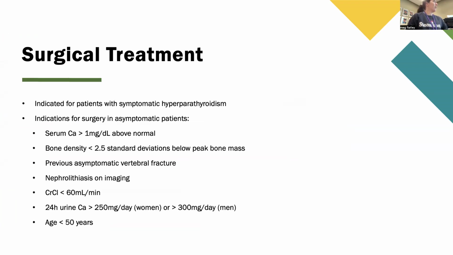So it's calcium that's greater than 1 milligram per deciliter above the normal limits, a bone density that's less than 2.5 standard deviations below peak bone mass on a DEXA scan, if they've had a previous asymptomatic vertebral fracture, if they have nephrolithiasis on imaging, if their creatinine clearance is low, or if they have hypercalciuria. You also want to do this in patients that are less than 50 years. The idea being that even if they're asymptomatic, the results of hypercalcemia over time will continue to cause damage. So you want to go ahead and do the parathyroidectomy.